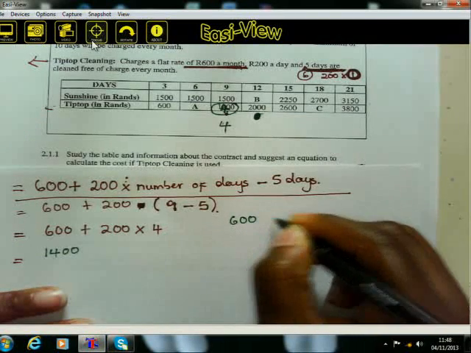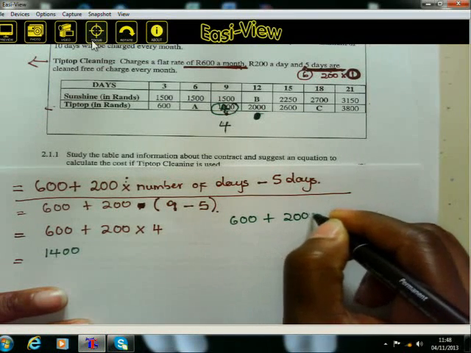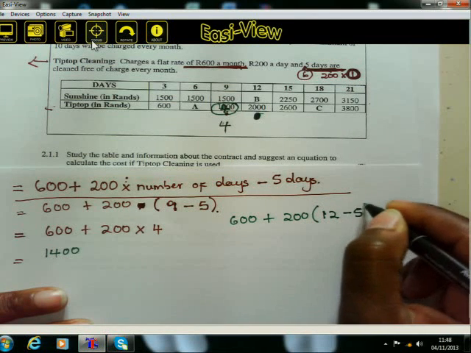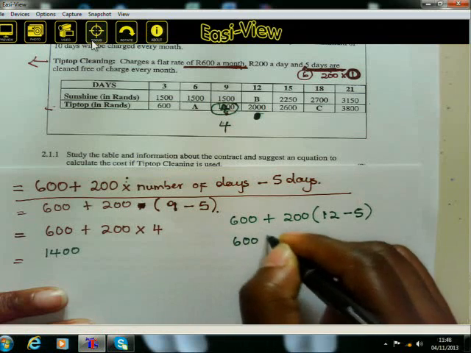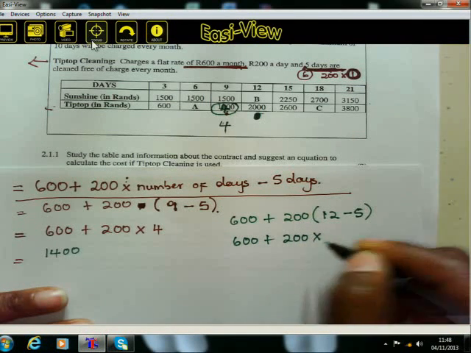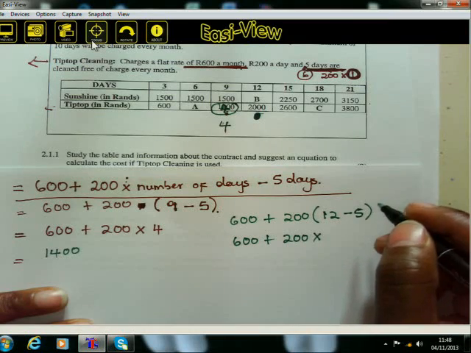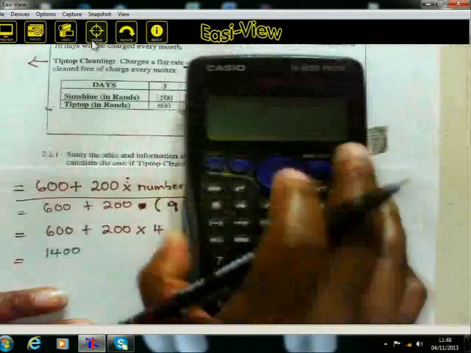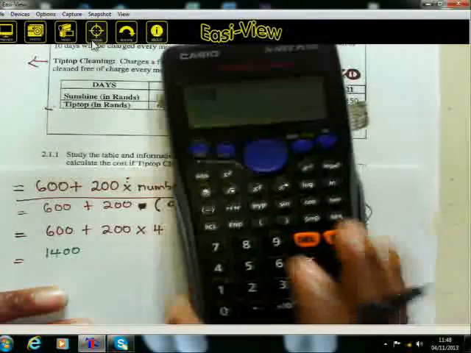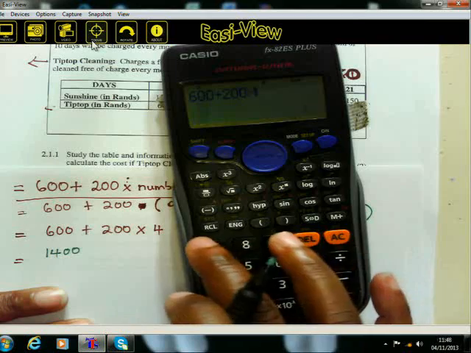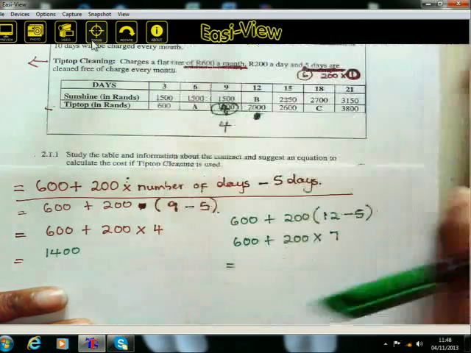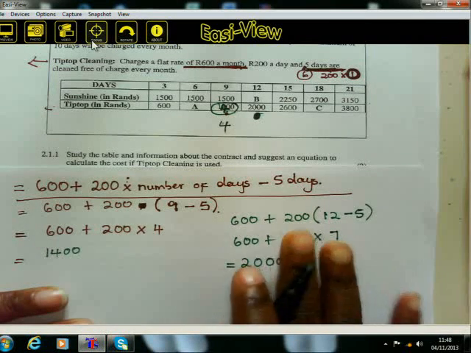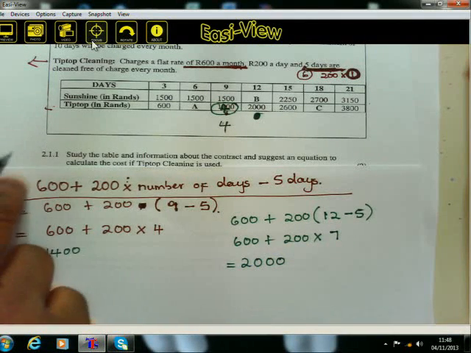It will be 600 and then plus 200 multiplied by, from 12 days, we should remember that 5 days is for free. So it's 600 plus 200 multiplied by 12 minus 5. I think it's a 7. Let us check that one. 600 plus 200 multiplied by 7. There you go. So our answer is 2,000. Remember, we were doing this just to check if our formula is correct.